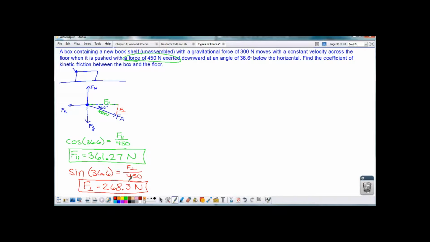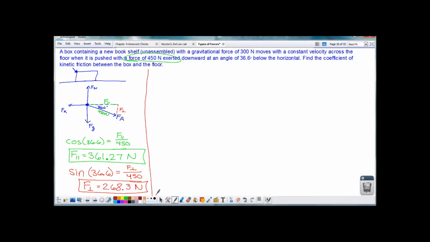So now we've got our parallel component and our perpendicular component. Now we can look at this as all the horizontal forces and all the vertical forces. Okay, we can kind of ignore this part. So let's go ahead and see what exactly we know.